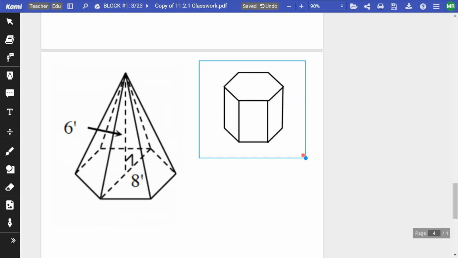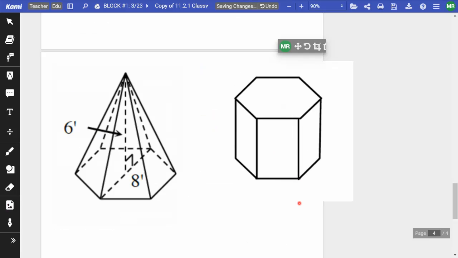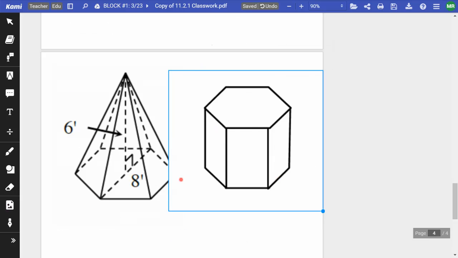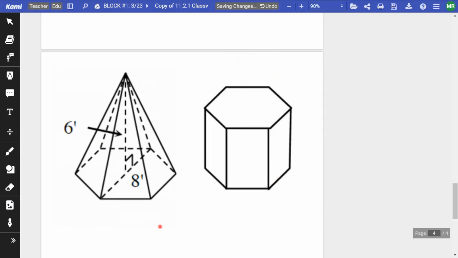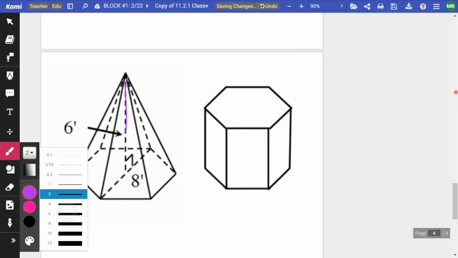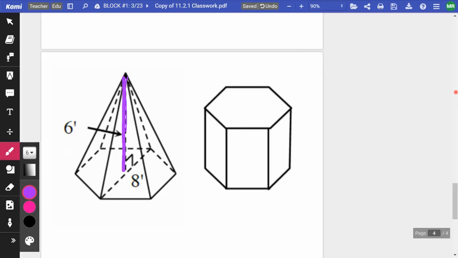And I'm going to drag it. Now it's kind of over what I want here, so I can always come here and crop. Okay, crop and have it be like that. So instead of thinking of it as the pyramid, let's think about it as a prism. So if this height right here, let me make it a little thicker. If this height right here that I'm drawing in to the center is 6, then we're going to think of this as the 6. Okay.